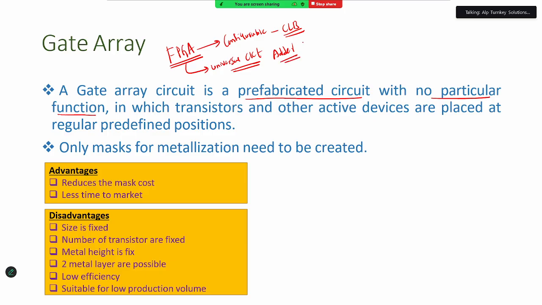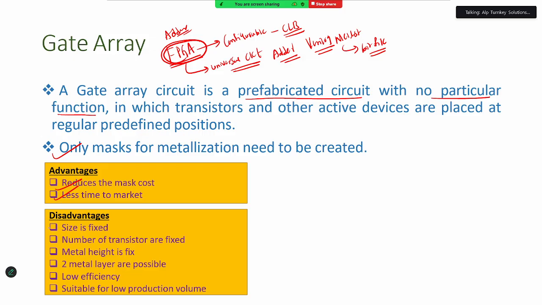What you will do, you will write the Verilog code, you will generate the netlist, and from that netlist you generate the bit file. That bit file you will port into the FPGA, so that the FPGA will work as this adder circuit. So only the mask for metallization needs to be created. This will reduce the mask cost and time.